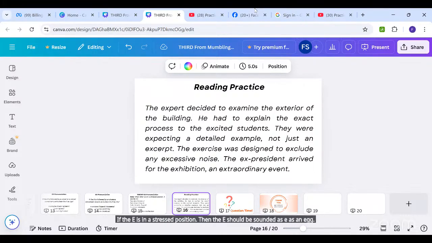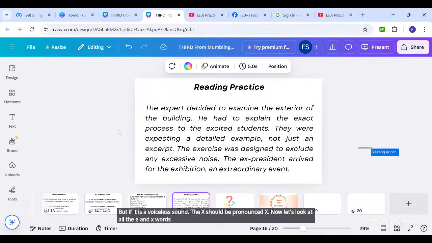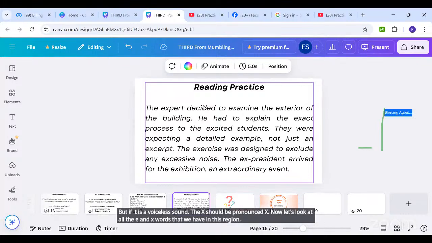Then the X. What sound do I have after the X? If the sound that I have after the X is a voiced sound, then the X should be pronounced eggs. But if it is a voiceless sound, the X should be pronounced X. Now let's look at all the E and X words that we have in this reading. Let's try to identify them.